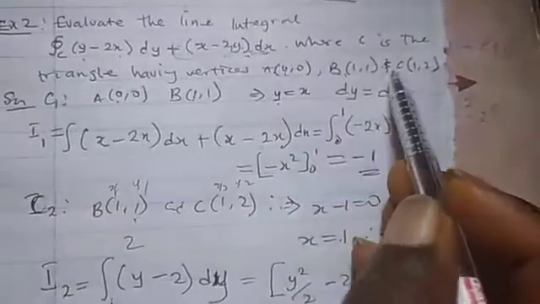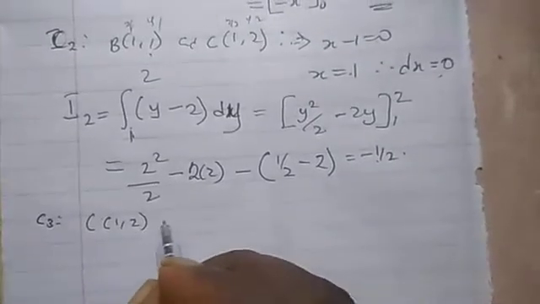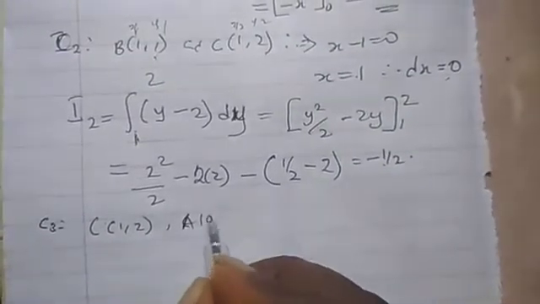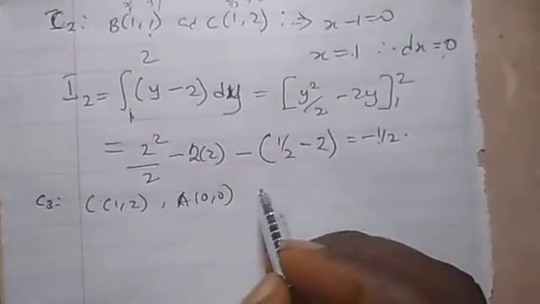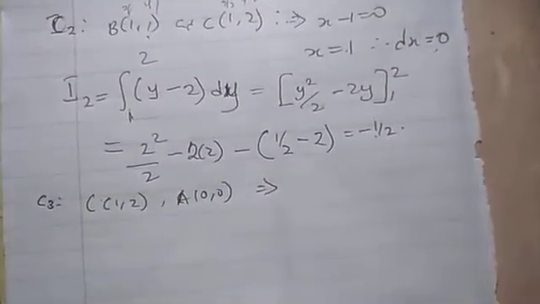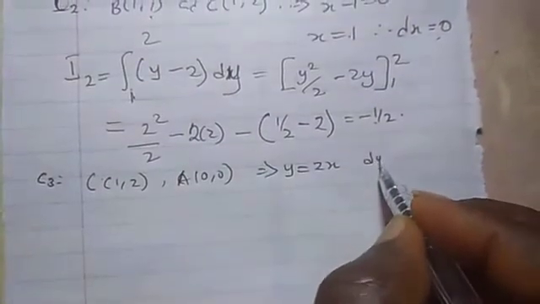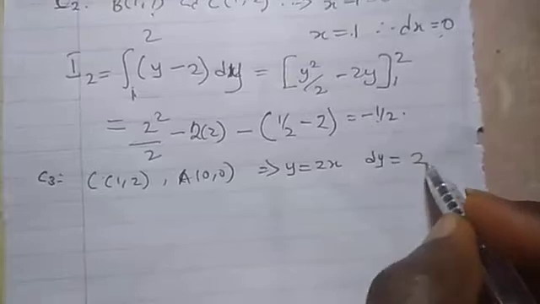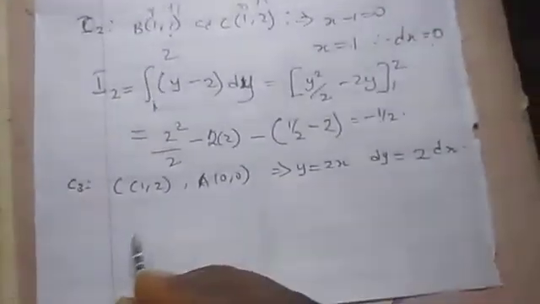Now, it remains C3. We have moved from A to B, B to C. It will now be C to A. Our C is (1, 2), and our A is (0, 0). So we need to find the equation of a line. When we find it using the formula, we'll get y is equal to 2x, and if you differentiate, dy will be equal to 2dx, you must put the dx there.